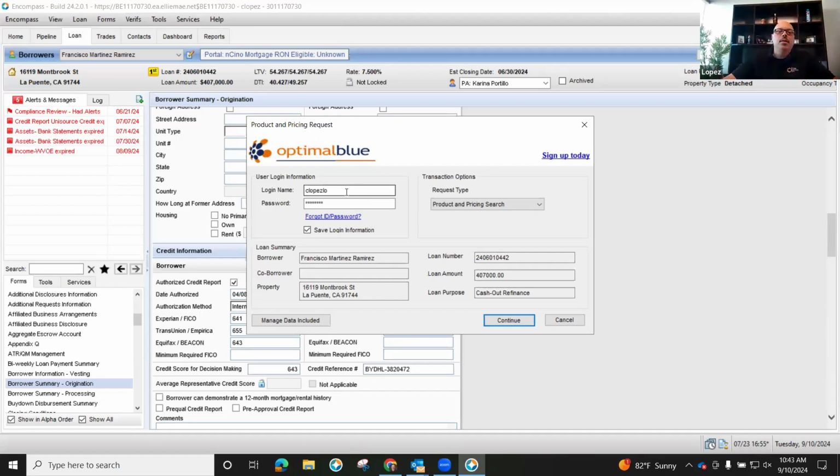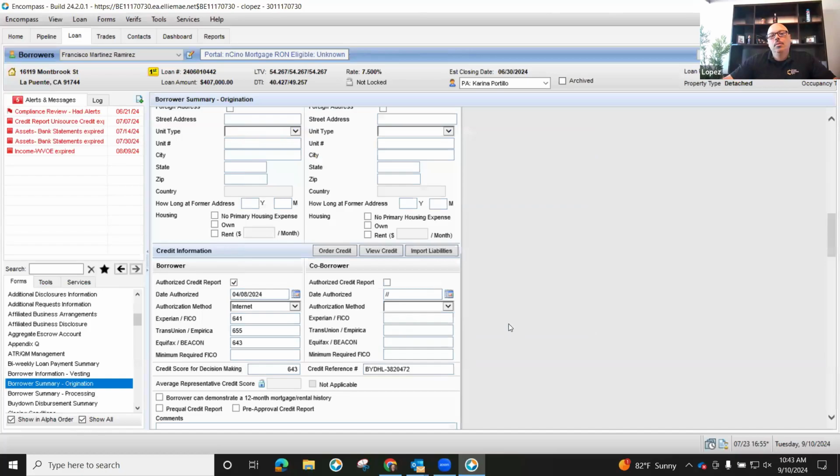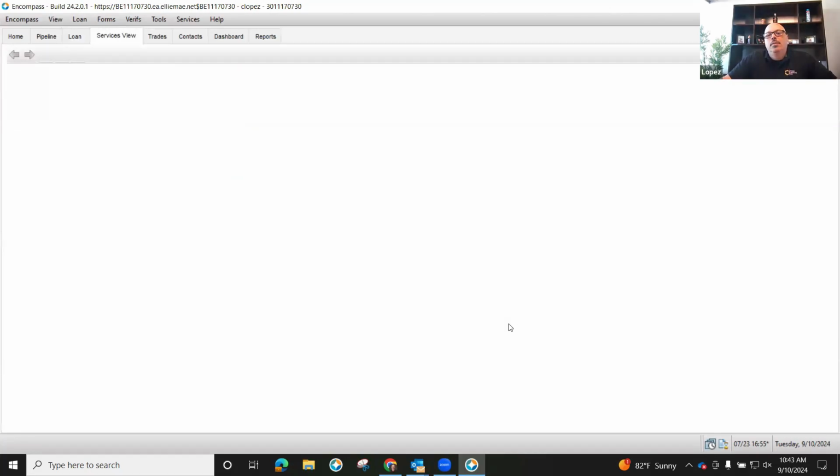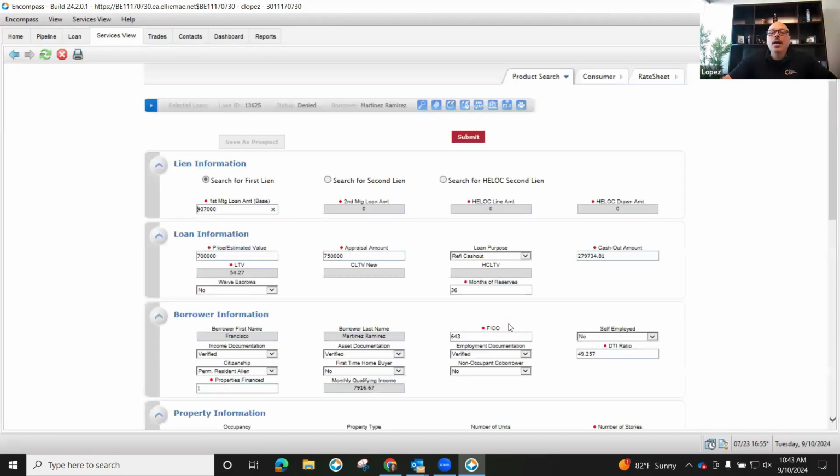So I'm going to price this loan here through me. And you guys will notice in a few seconds, there we go. Guess what, guys? It looks exactly the same as Optimal Blue because it is. When you price through Encompass, all it does is take all of the information and put it into the Optimal Blue settings.